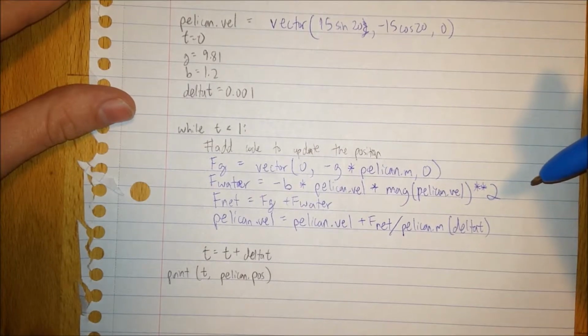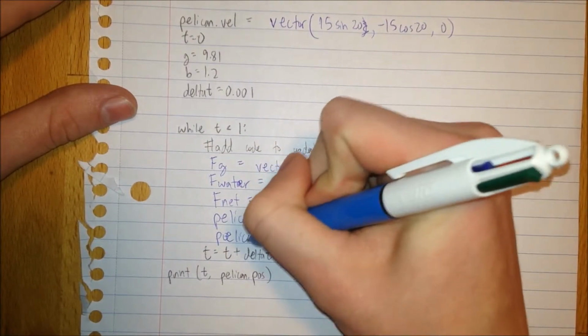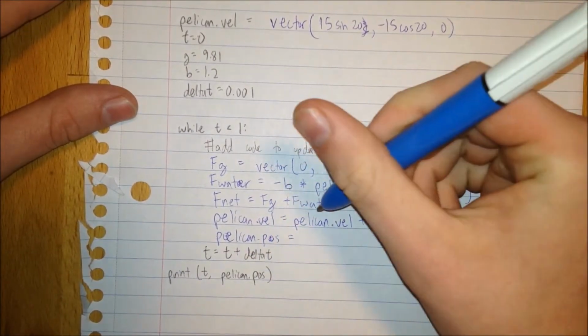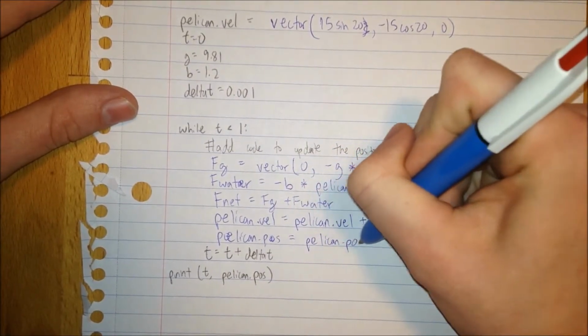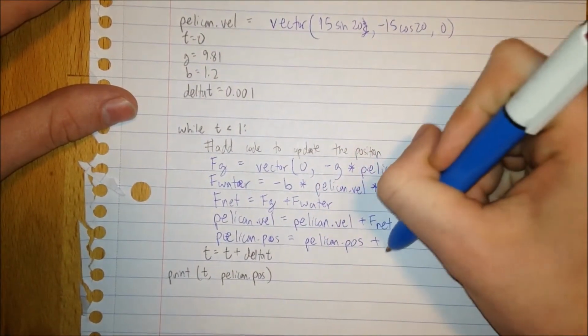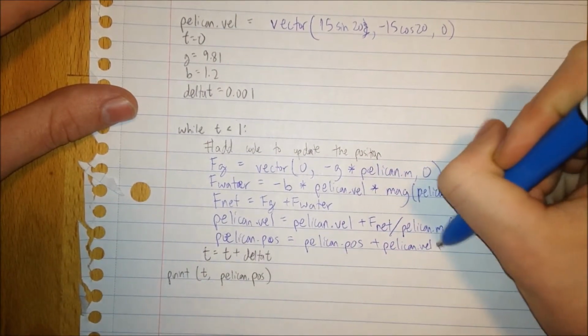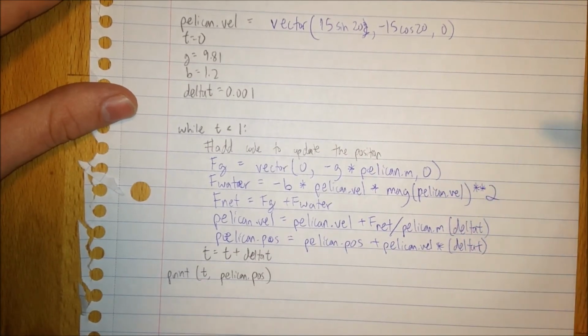Now that we have our new velocity, we can update the position. The pelican position is going to be equal to what the position was previously, plus our new velocity times our change in time. And that's it.